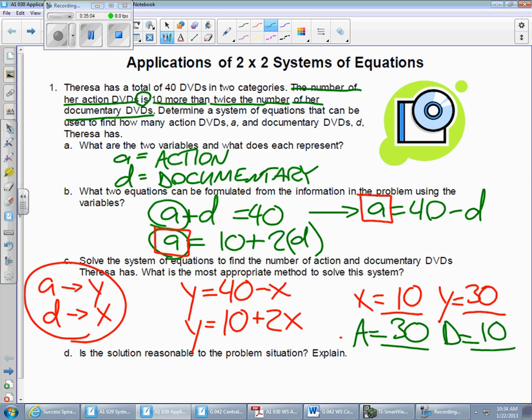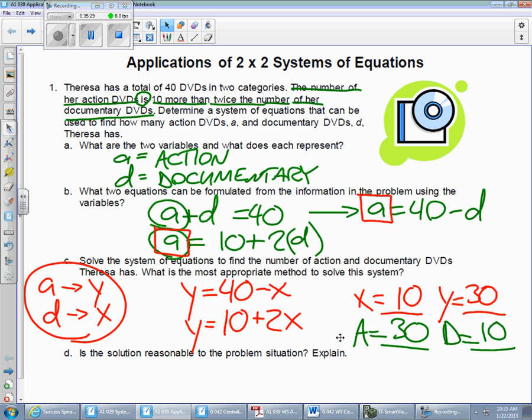Question D here: is the solution reasonable to the problem situation? I guess what they're asking us to do here is to see if the original problem matches up with the answers we just came up with. Teresa has a total of 40 DVDs. Does she, according to our answer? We got 30, we got 10, is that 40? Yeah, so that part of our answer makes some sense.